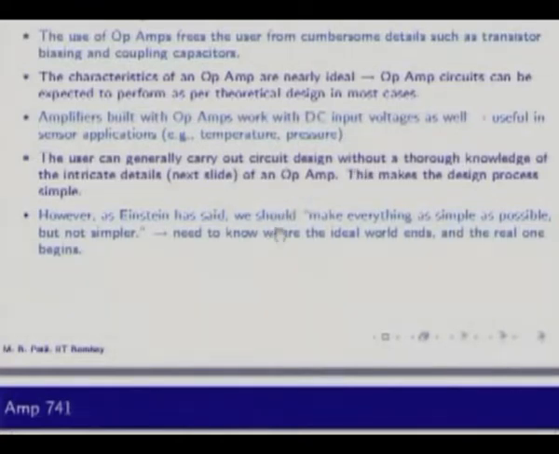Things like offset voltages, input bias currents. In many applications they are not important, but there are applications where these will play a crucial role, and the user will need to pick an op-amp which has favorable characteristics in that respect. Okay, so we should definitely know where the ideal world ends, that is, when you can treat an op-amp as a black box, not worry about what is inside, and where the real world begins. Okay, so that's very important, and that is why I am going to show you this figure.